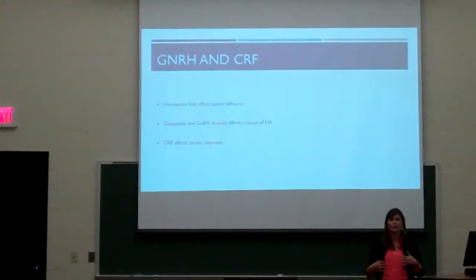Some examples are both hormones that ultimately affect the animal's behavior. Glutamate is a neurotransmitter, and GnRH is a hormone. The release of glutamate affects GnRH release, which then plays into the release of another hormone, LH, which is responsible for gametes being maturely produced to enable successful reproduction. And then CRF affects stress response. If the stress response is so high, the animals won't mate, which I'm going to talk more about in this next slide.